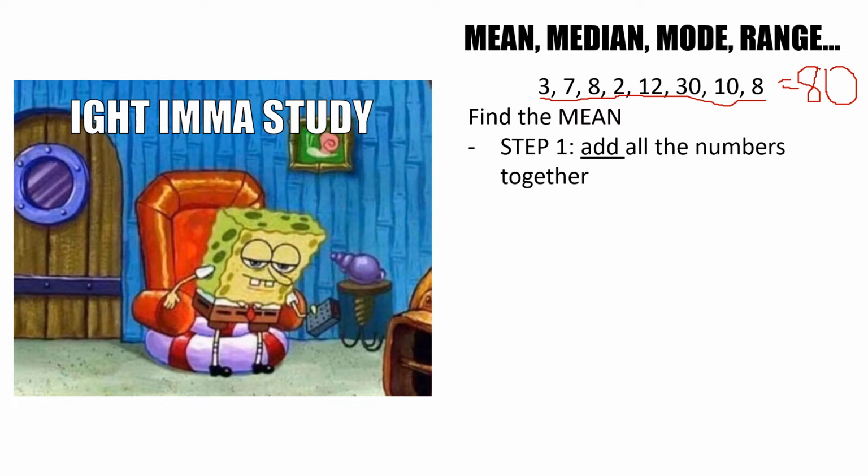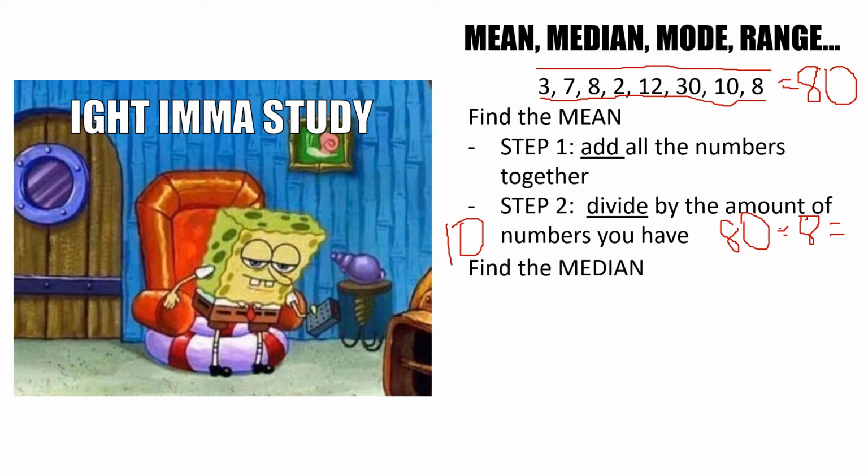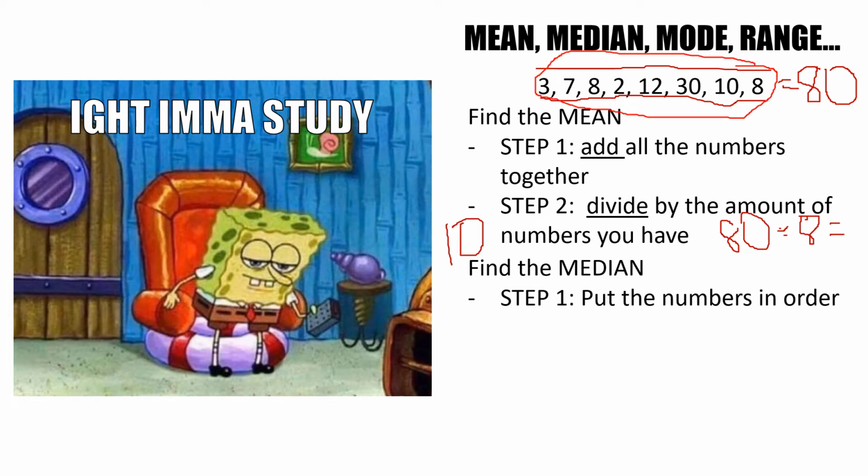So that's step 1. Step 2 is to then divide by the amount of numbers that you have. So if you look, there's 1, 2, 3, 4, 5, 6, 7, 8 numbers. So we have 80 divided by 8, and you will see that your mean is 10. Okay? Next question, if I ask you to find the median, your first step is to put the numbers in order. So I'm going to take this set of data and put them in order.